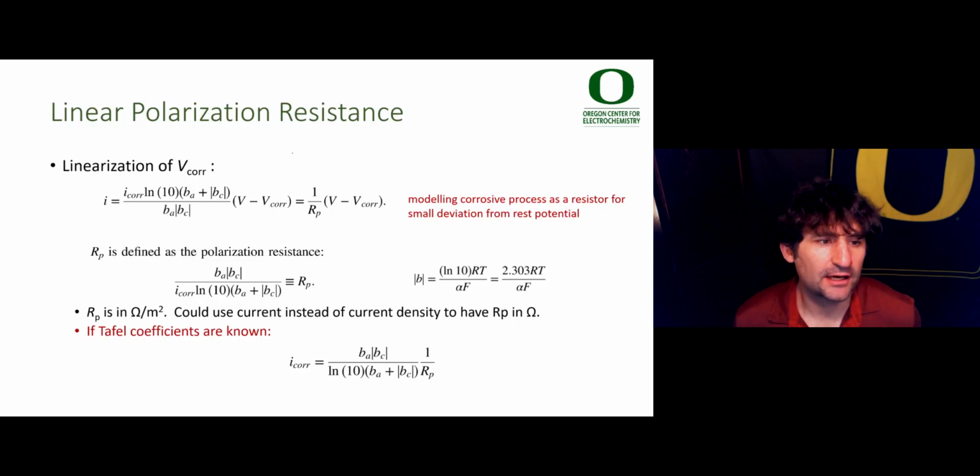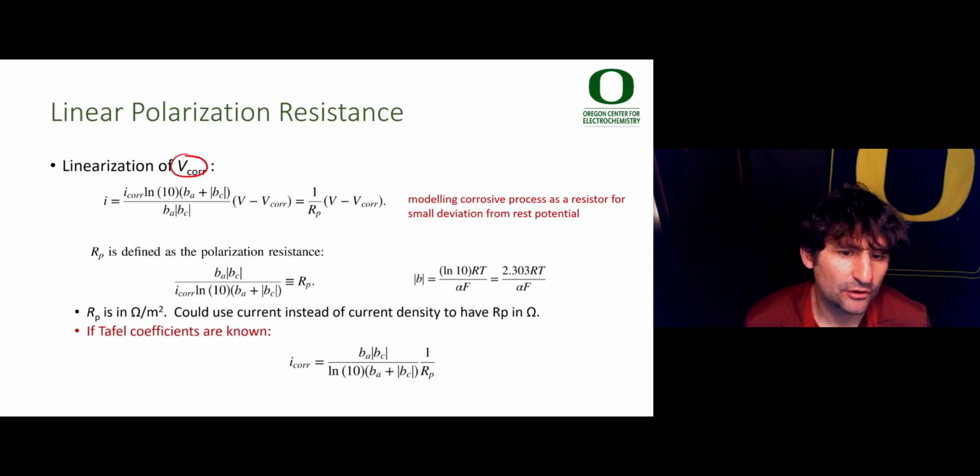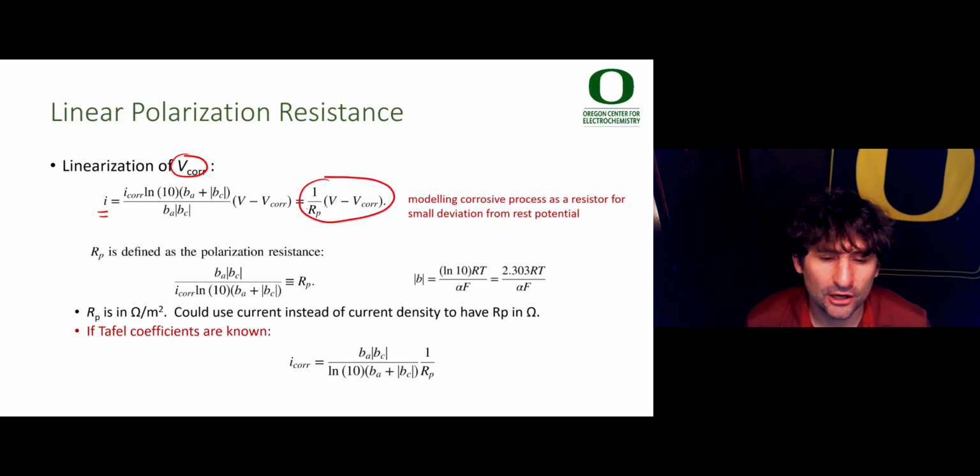We can define a linear polarization resistance. So if we take the equation for V corrosion and we linearize it, that is, we just take the first derivative term of the Taylor expansion, we can define something called R_P, the polarization resistance. The polarization resistance can be defined in terms of the Tafel slopes and I corrosion, which is the current that's passing when the system is at the corrosion potential. It's the rate of corrosion at that mixed potential.